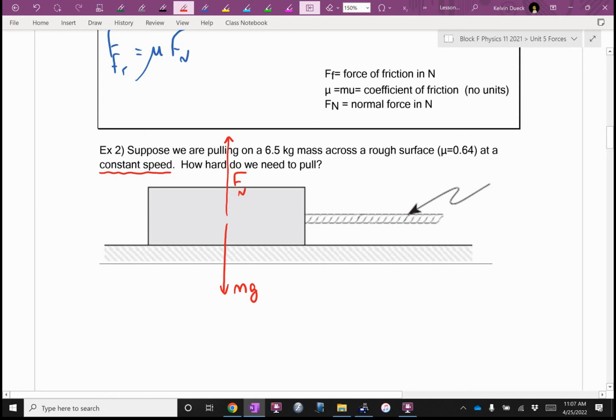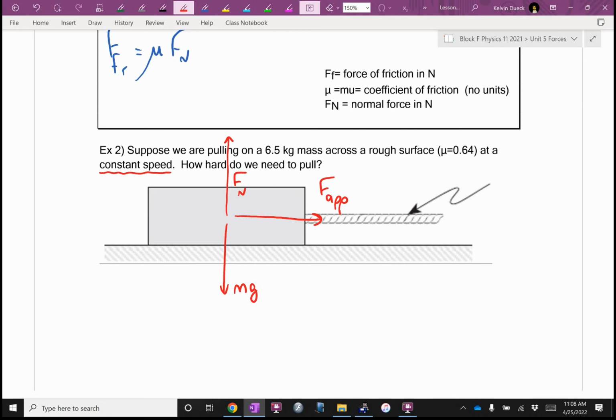What else? Well, this question is asking how hard we need to pull. This is a mystery force coming from off the page. We're going to use a generic term for that. We're going to call it F applied, except I'm not going to write the F, I'm going to write F-A-P-P. That's the applied force. And what I mean by that is something's pulling from off the page. It could be a person, it could be a machine, it could be invisible leprechauns. I don't care. All I know is that's the mystery force they want us to find. What else?